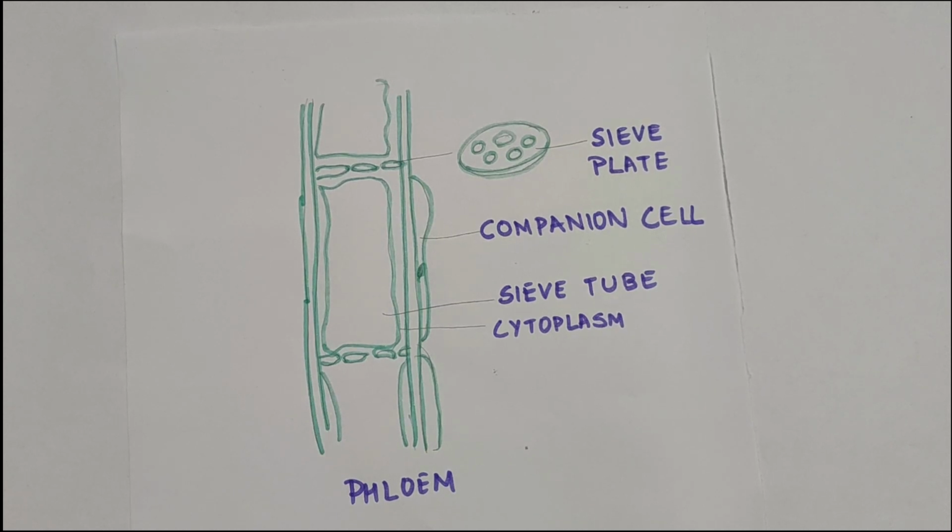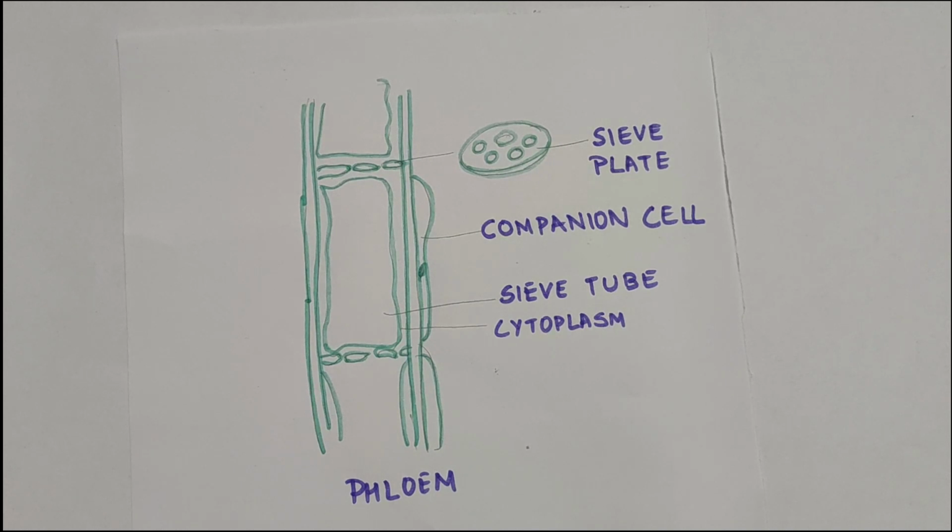The main function of the phloem is to carry the manufactured food. The phloem parenchyma is the main storage place of the food, where the plant stores the food, and the phloem fibers provide the mechanical support. One thing that we need to know here is that the phloem fibers are dead, but all the other parts of the phloem, that is the sieve tubes, companion cells and phloem parenchyma, are the living elements of the phloem.